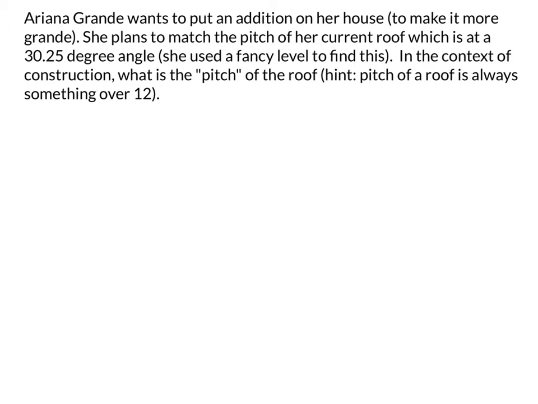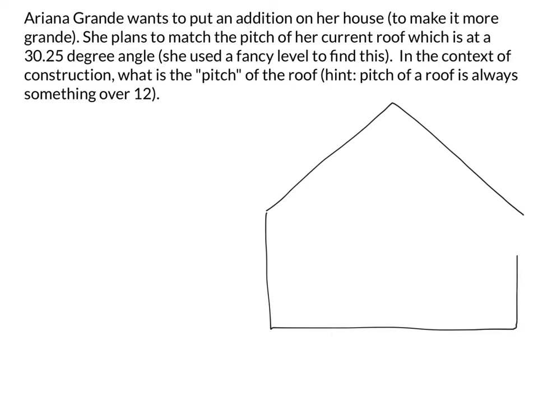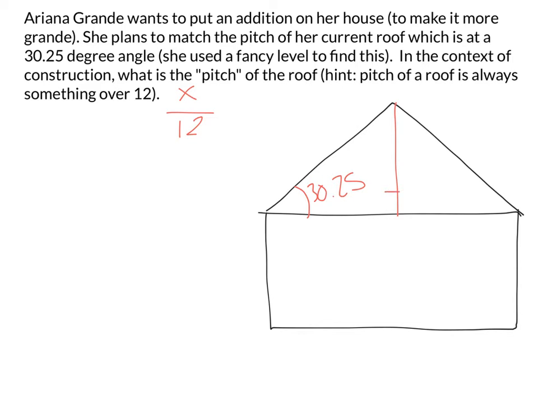If I were to draw a roof, like a gable end roof, like our standard looking house from the side elevation, boom. I know that the angle is 30.25, but I want to know in the context of construction it's some number over 12. Let's make this into a right triangle by splitting this down from the ridge. So I've got myself a right triangle.